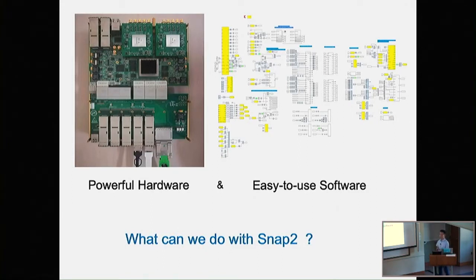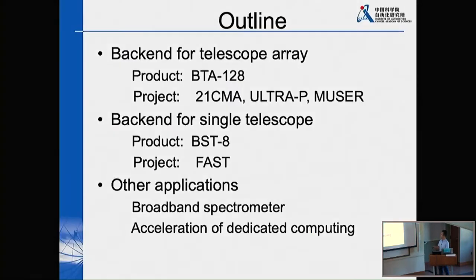As my colleague Shulin introduced in her report yesterday, SNAP2 is a powerful hardware platform with easy-to-use software. So what can we do with SNAP2? In the past few years, we have designed a back-end product, BTA128, specifically for telescope arrays, and one back-end product, BST8, specifically for single telescopes. And we are trying to apply SNAP2 to other applications. The main contents of my report are these three parts.